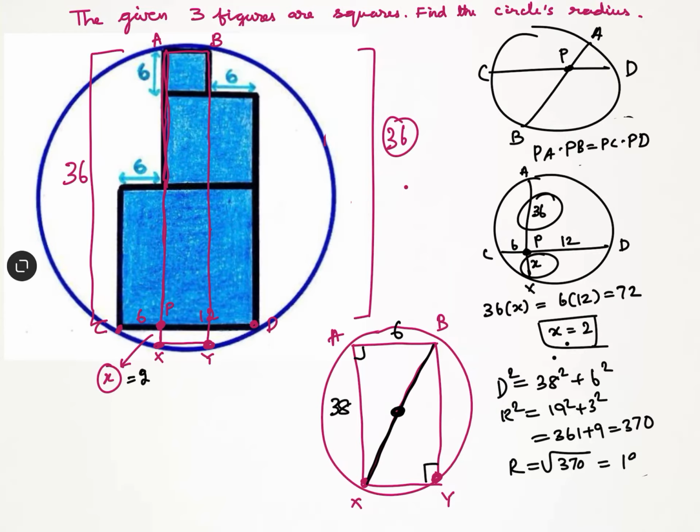If I further simplify it, I'll get it as 19.23. Using a calculator, I can figure that out. So the radius of this particular circle is the square root of 370, which in other words is 19.23.